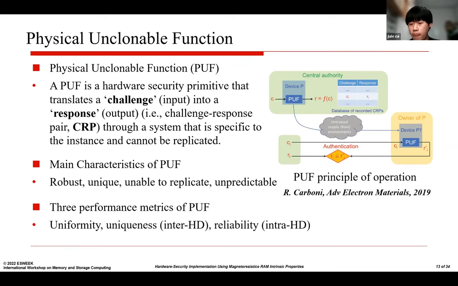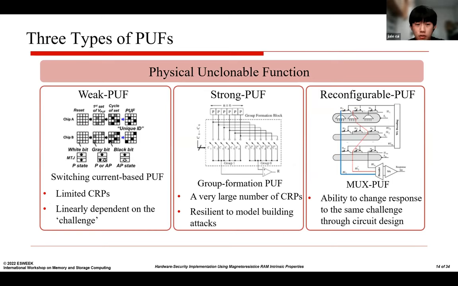A PUF can be classified into three types: a weak PUF, a strong PUF, and a reconfigurable PUF. The weak PUF has limited CRPs, and linear dependent on the challenge. On the contrary, the strong PUF has a very large number of CRPs, and it is resilient to model building attacks. And the reconfigurable PUF is a notable type that it can change the response to the same challenge through circuit design.